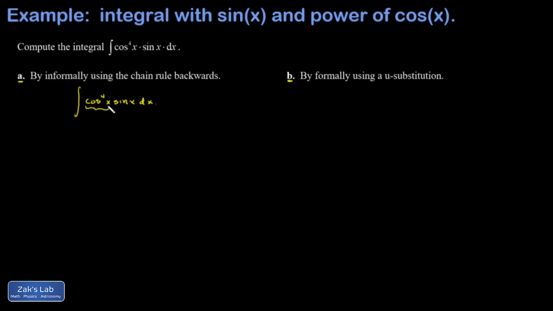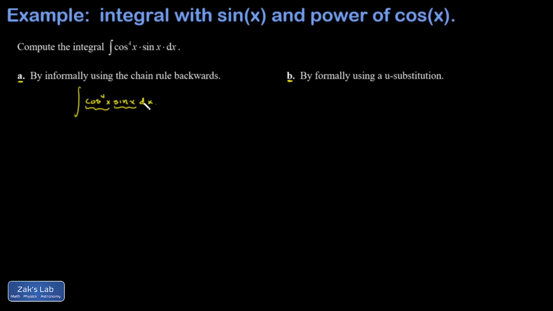The inner function here is the cosine function, and that's being raised to the fourth power. That happens to be sitting right next to the derivative of the inner function. And I recognize this as a result of using the chain rule to differentiate a power of the cosine function.